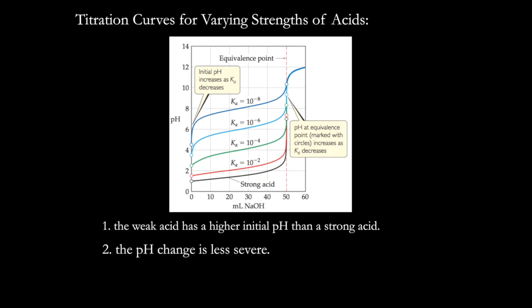Another thing is that the pH change that you see to reach the equivalence point and beyond is less severe the weaker the acid is going to be. And finally, at your equivalence point, if you're dealing with a weak acid, then the pH is going to be greater than 7. And notice the weaker the acid, the higher the pH is at the equivalence point.